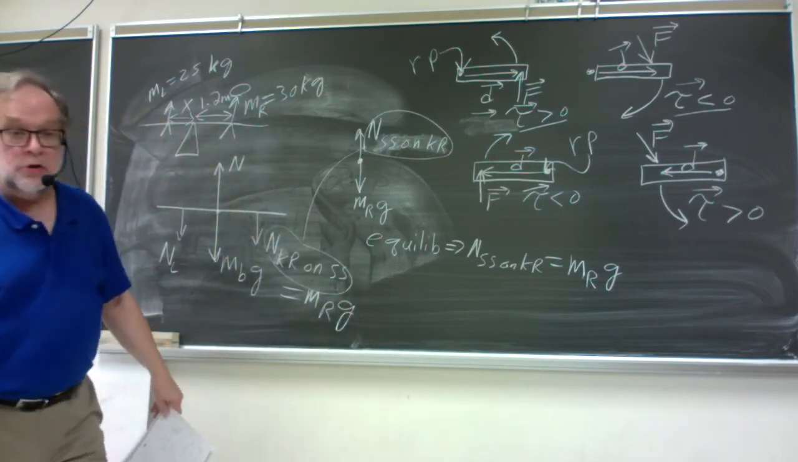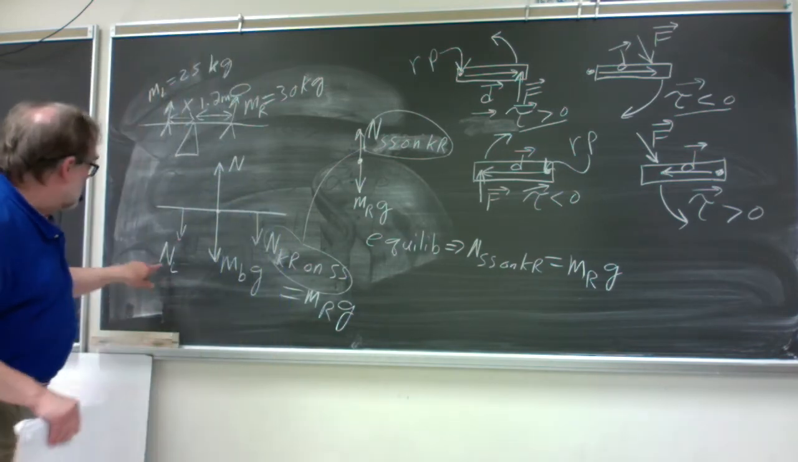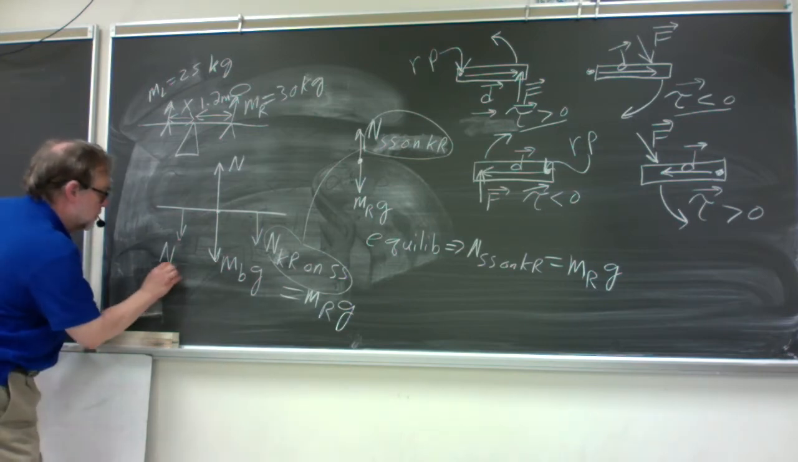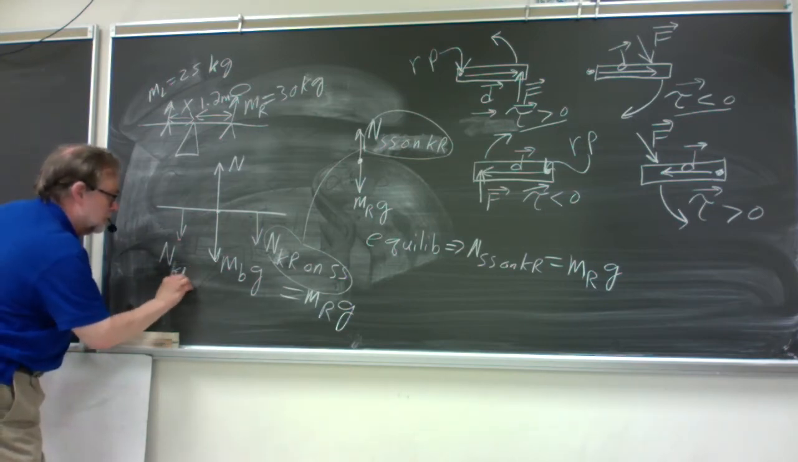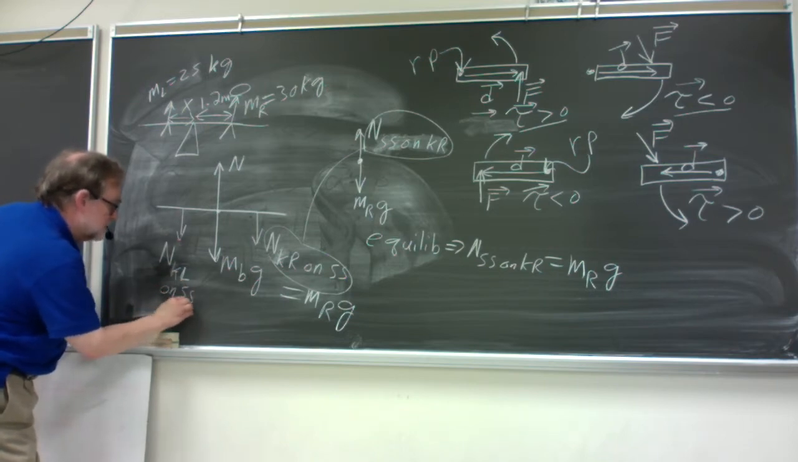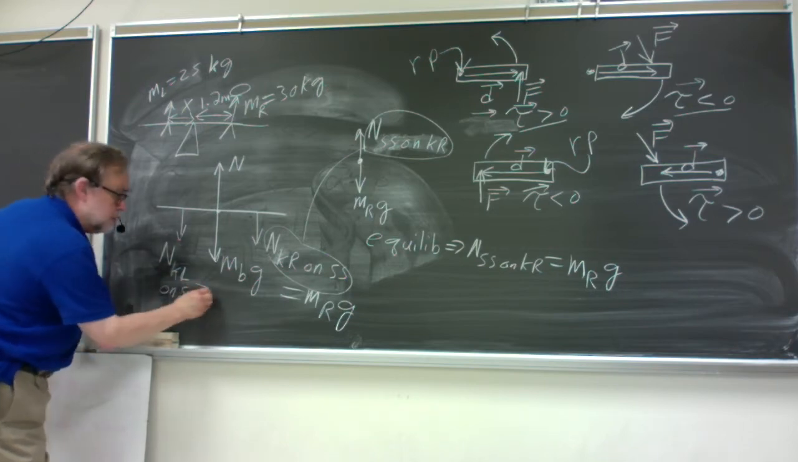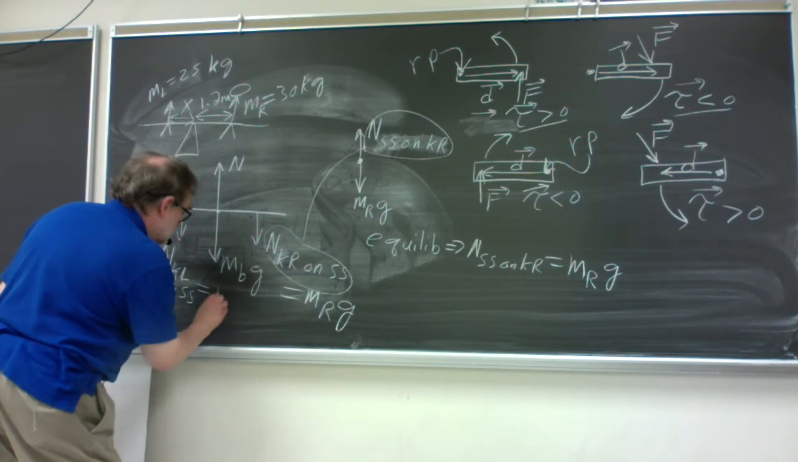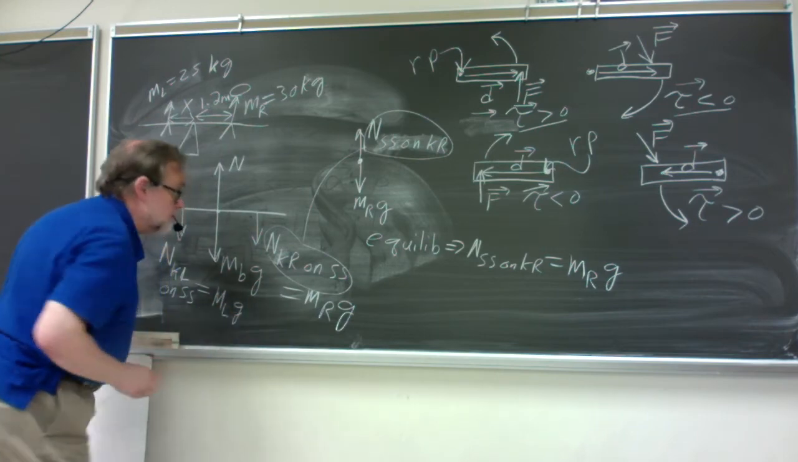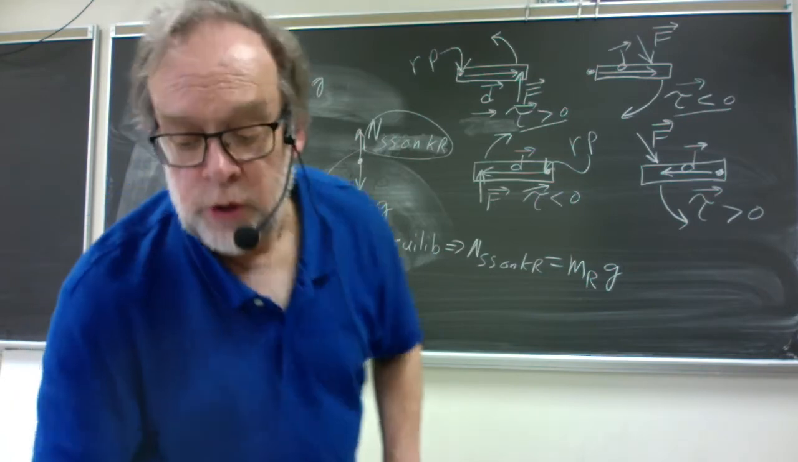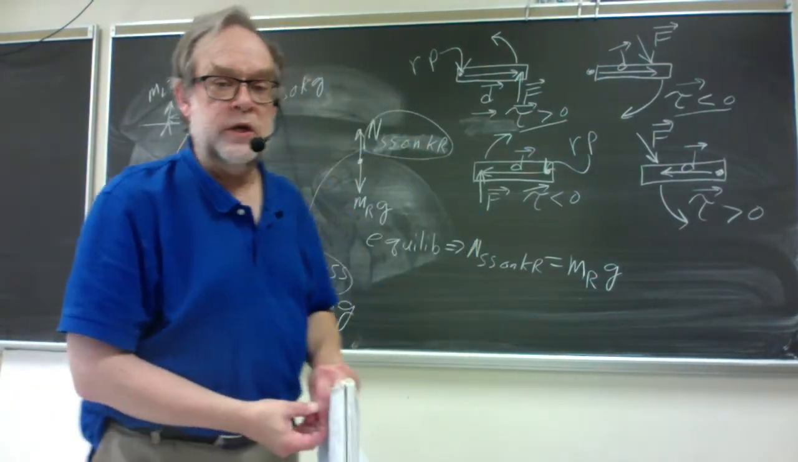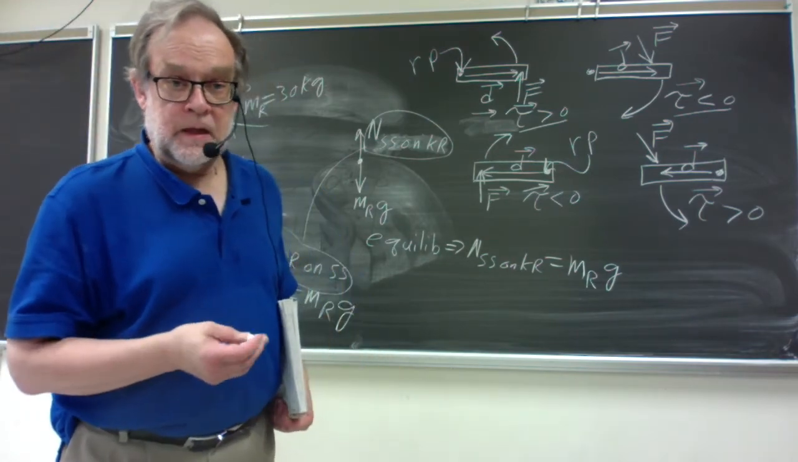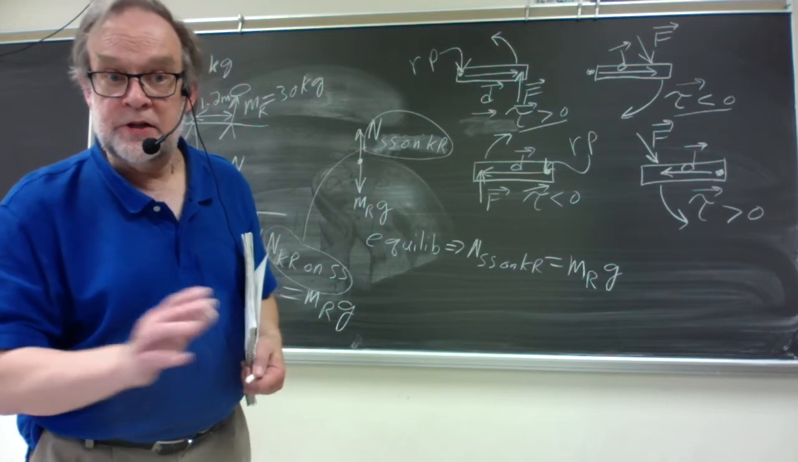And similarly, you could go through exactly the same argument for this one. The normal force from the kid on the left on the seesaw is equal to the weight of the kid on the left, mass of the kid on the left times g. So now that we know that, let me just redraw this diagram to indicate that fact.